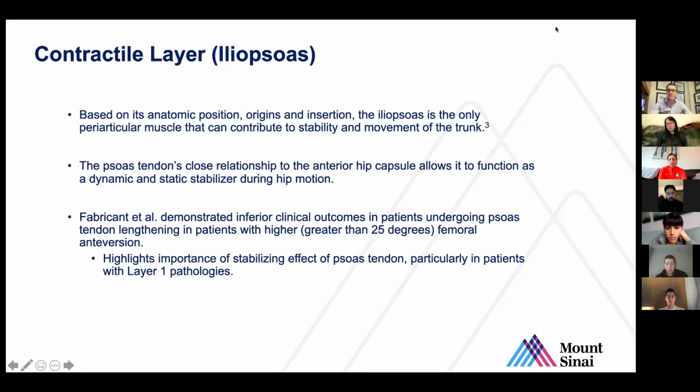Hey, I had a quick question. Yeah. Can you talk, and I put it in the chat, can you quickly just touch on the anatomy of the labrum as it pertains to the joint capsule? So it's in relation to the joint capsule.